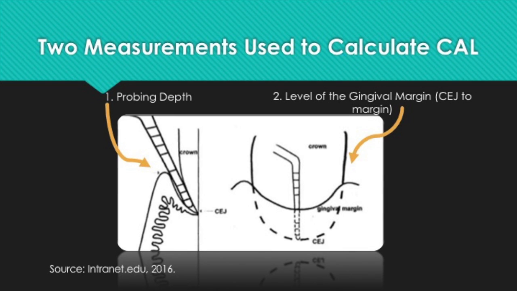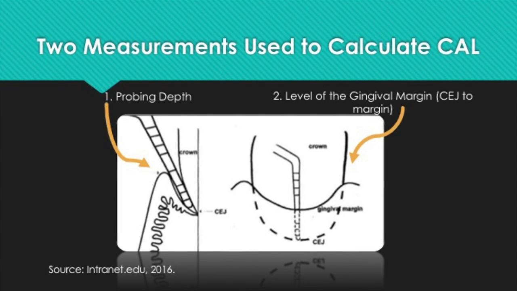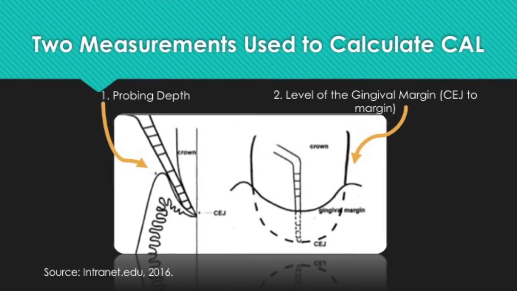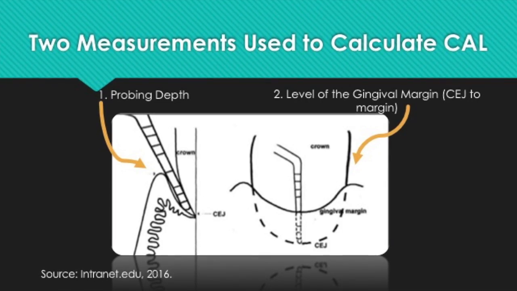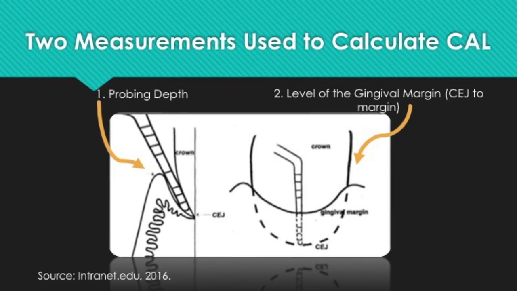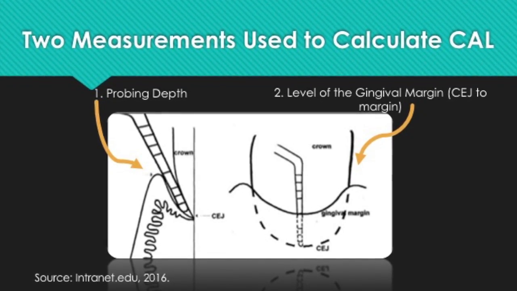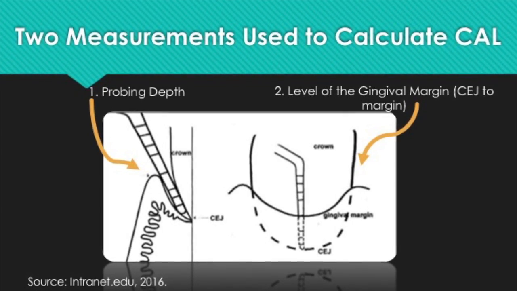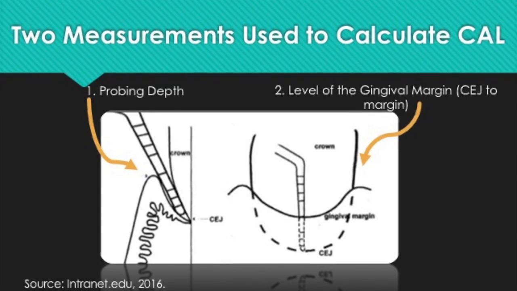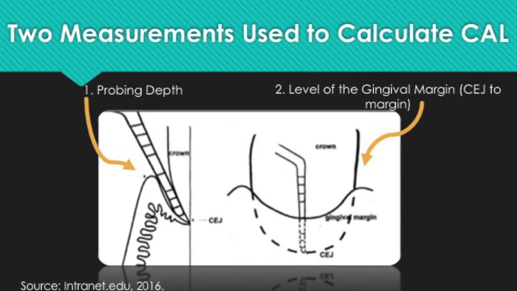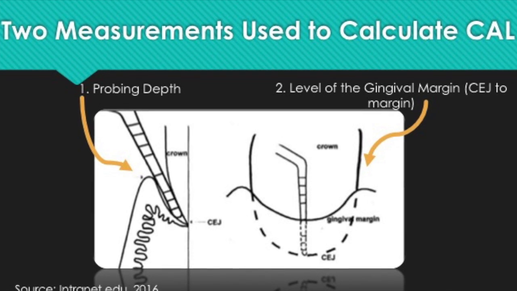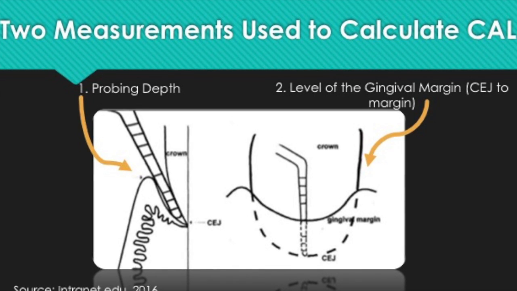There are 2 measurements used to calculate the clinical attachment level. Number 1 is the probing depth, and everyone should be comfortable enough to do so at this point. As you can see in the picture on the left-hand side, the measurement is about 6 millimeters deep. And number 2, we're checking for the level of the gingival margin. And that measurement is the distance between the CEJ and the gingival margin. And as you can see in this image, it is about 5 millimeters in depth.